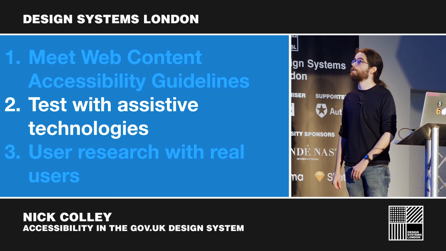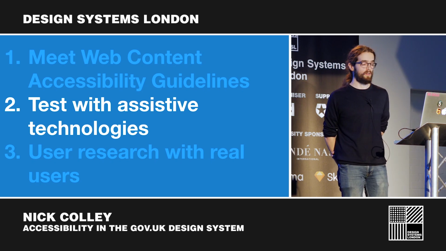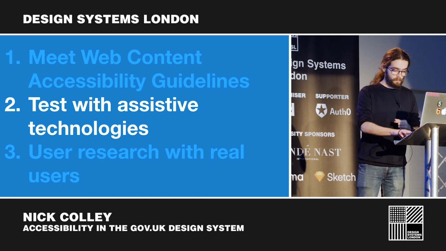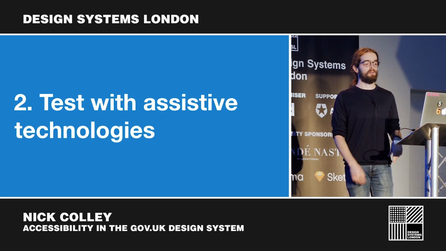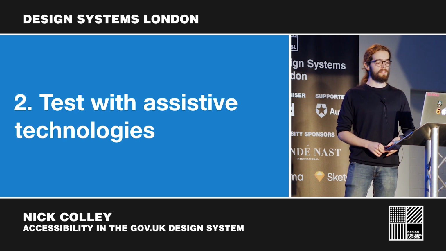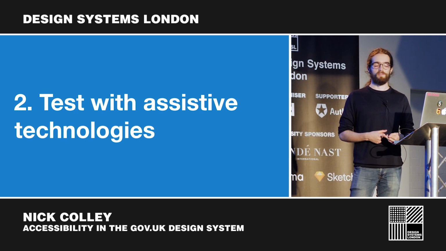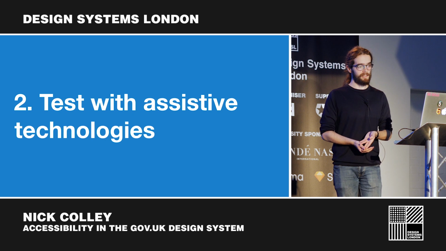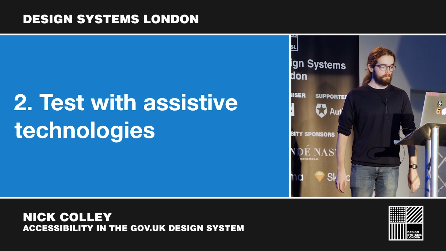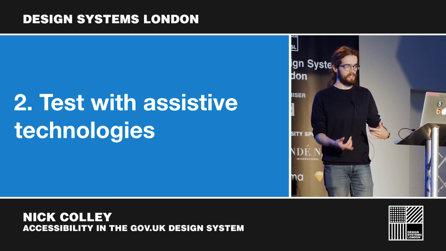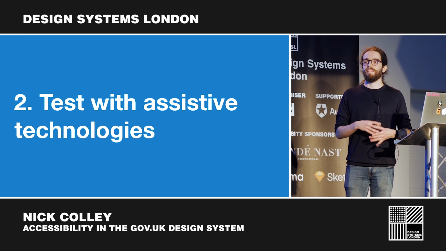Okay, so the second thing I wanted to talk about was testing with assistive technologies. Assistive technologies help people overcome environments that exclude them based on certain disabilities or impairments. So common assistive technologies include mobility aids, such as wheelchairs or crutches. On the web or in computing, we have some lesser known assistive technologies, but they're equally as important.